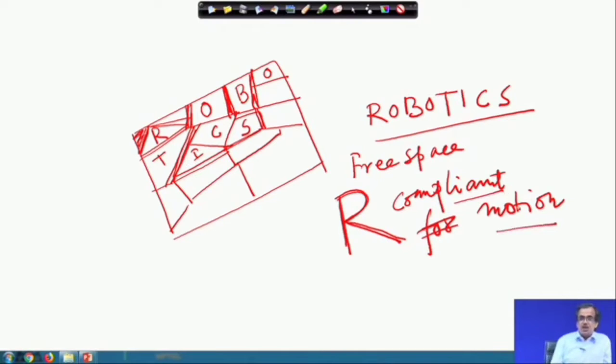So, here there are two types of planning: one is called free space planning, another is called compliant motion planning. Compliant motion planning is about how to put force and how to manipulate while writing. So, I am gripping that particular marker with the help of my finger, and then I am doing some sort of manipulation so that I can write R, O and all such things.